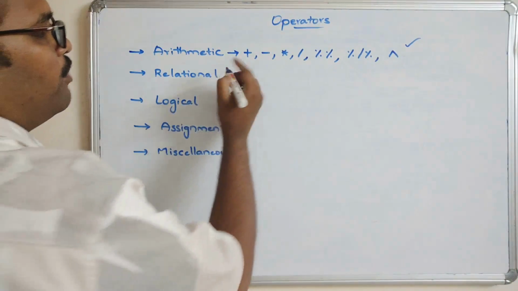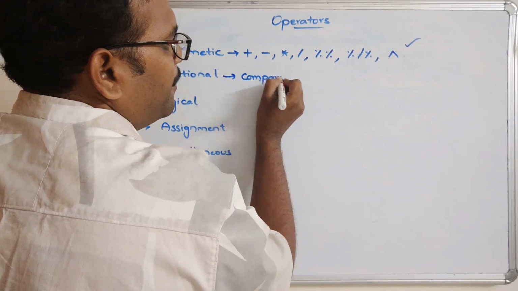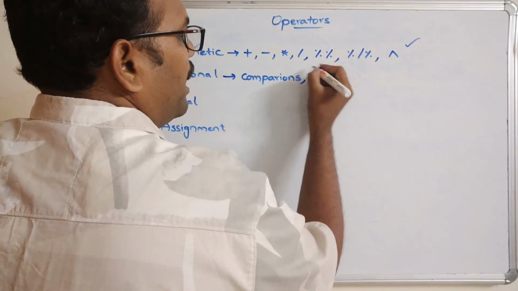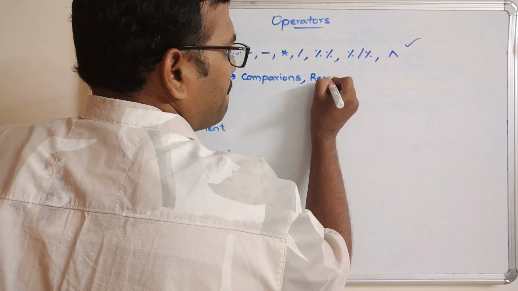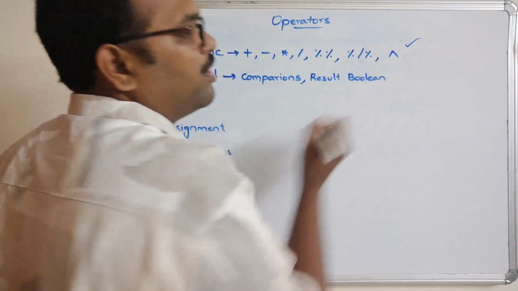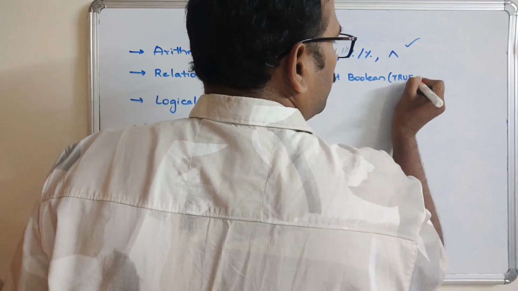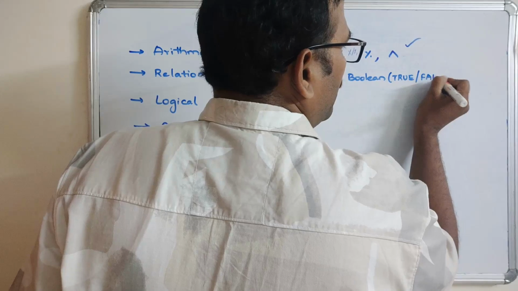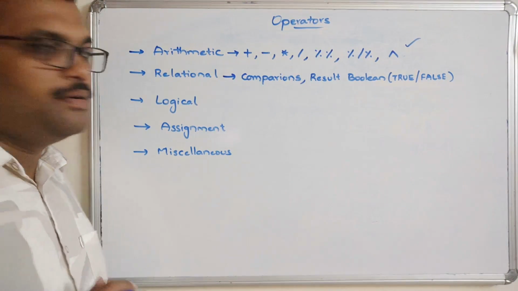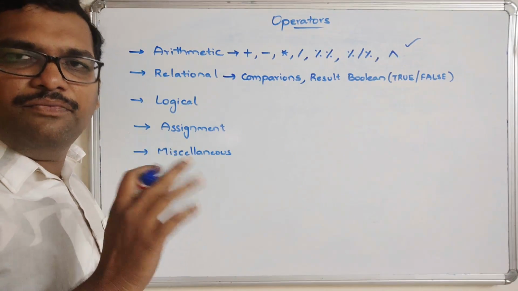Next, go with the relational operators, which give a comparison between different variables or vectors, and the result will be Boolean, right? Boolean result means it will be either true or false. This can also be used between vectors and variables.